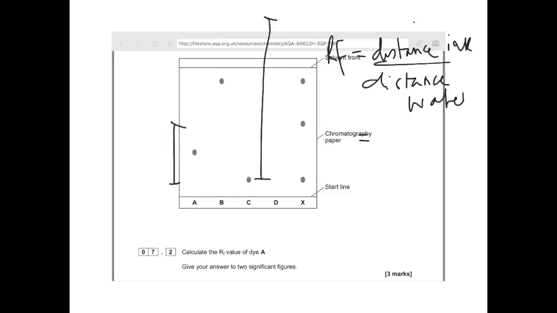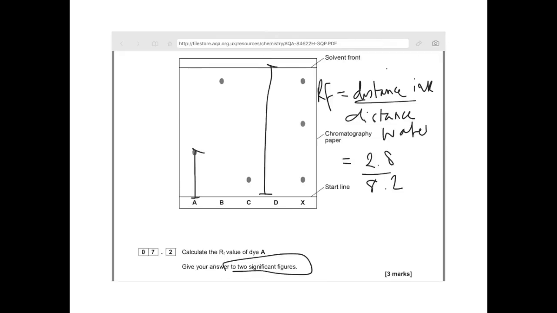And those numbers are 2.8 for the distance moved by ink A, and 8.2 for the distance moved by the solvent. Pop those into your calculator and you'll get a value which is 0.34 to 2 significant figures. Do make sure you follow the instructions given.